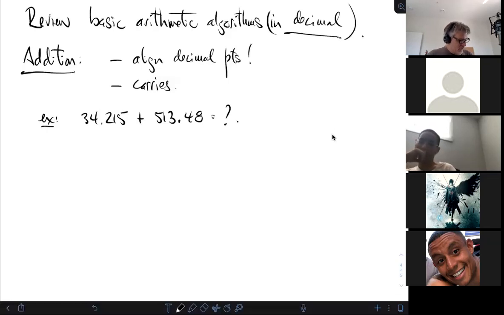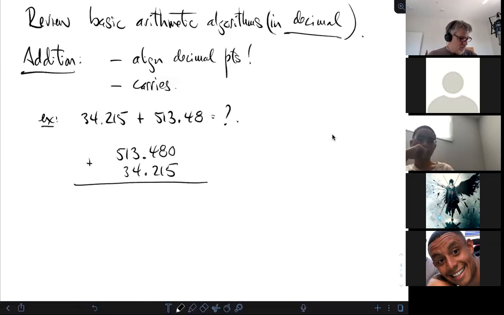So how does this work? Well, I can do it this way. 513.48, I want to align the points. 34.215. If you don't like those spaces, you can add a 0 there, right? There's no loss. It's the same thing. And of course, this works right to left because of the carries, right? So let's start on the right.